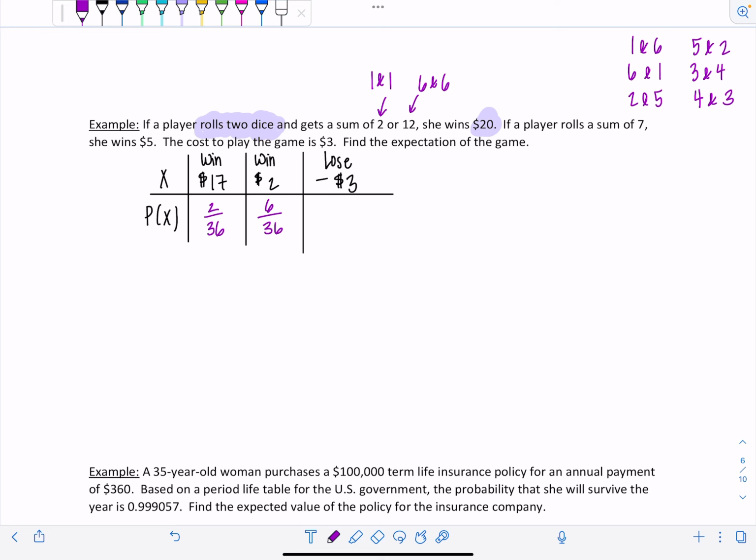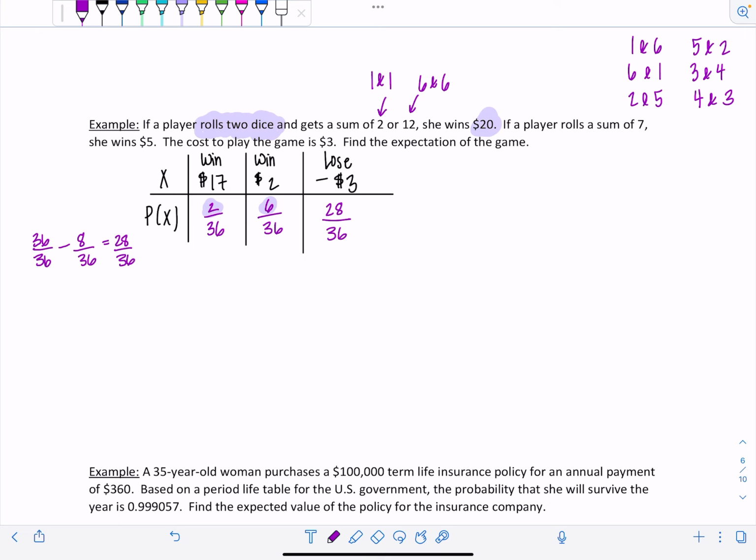All of the other outcomes would result in you losing. And I know the sum of all of the probabilities has to be 1. So notice if I have 2 out of 36 and 6 out of 36, altogether that's 8 out of 36. So 36 out of 36 minus 8 out of 36 means I have 28 ways I could lose. So that's the probability of just losing, rolling anything other than a 2, a 12, or a 7. Good. The hardest part's over.